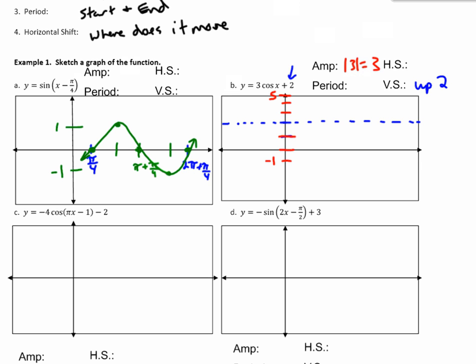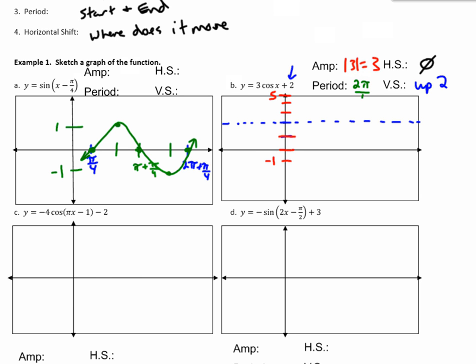Next, I want to look at the period. So the period is 2 pi divided by the number in front of the x, which is a 1. And then the horizontal shift here is anything that's added inside with the x, and there's nothing on the inside there. Okay? So I don't have a horizontal shift. I'm just looking at the vertical shift part.